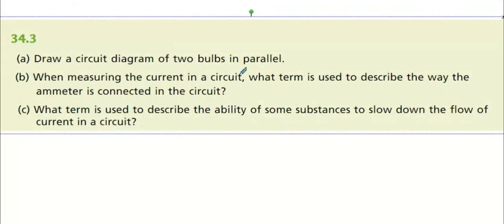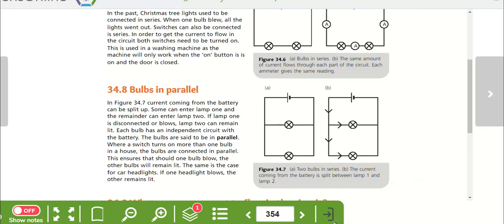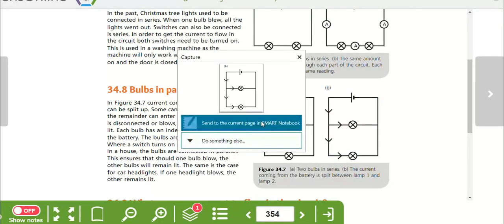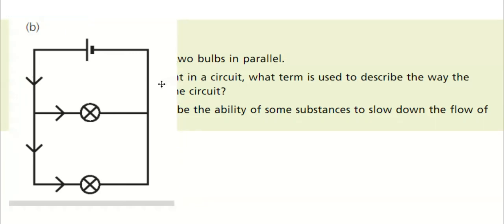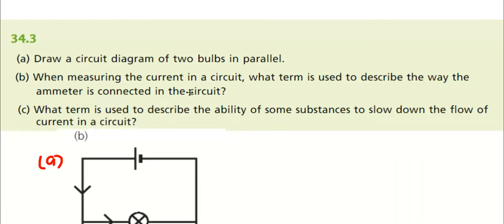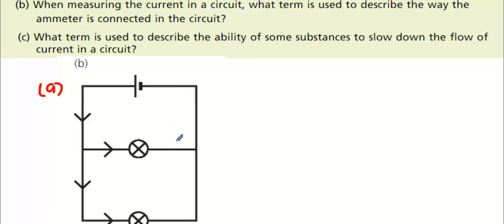Okay, next one. Draw a circuit of two bulbs in parallel. No bother. There it is there. Okay, so there's my battery and my two bulbs in parallel. Okay, so there's my answer for part A. Now what's the one from part B? When measuring the current in a circuit, what term is used to describe the way the ammeter is connected in the circuit? It's called in series, where if you put an ammeter here, it has to be in line with the circuit to measure it. So that's called in series.